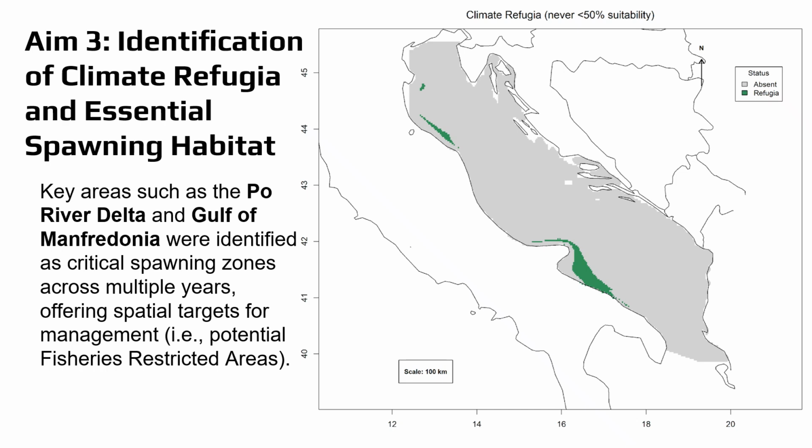And for our final aim here, we were able to identify these particularly important climate refuges, or these essential spawning habitat areas, especially along the Po River Delta and the Gulf of Manfredonia. This has really important implications for fisheries management as well. So over the entire study period, these areas never fell below 50% suitability. So we can imagine that the fish were probably here where the habitat was probably suitable during that time.